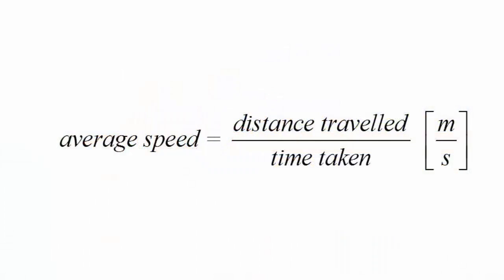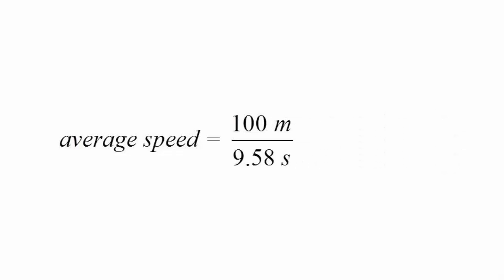Speed is defined as the total distance travelled divided by the time taken to travel that distance. Since distance is a measure of length, it has a unit of meters, and time has units of seconds. So the dimension or unit for speed is meters per second. In Usain's case, he ran 100 meters in 9.58 seconds. So on average, his speed, or the rate at which he moves, is 10.4 meters every second, or 10.4 meters per second.